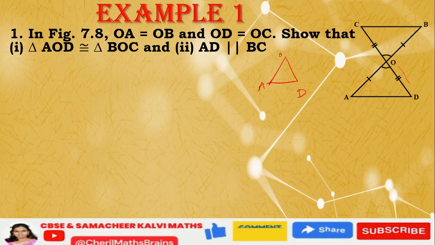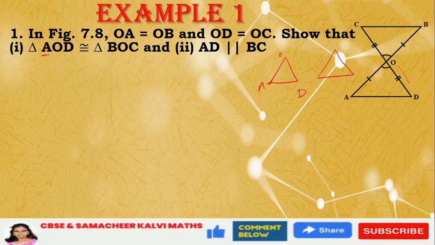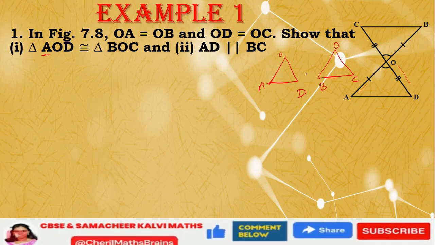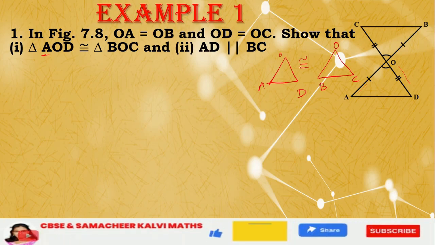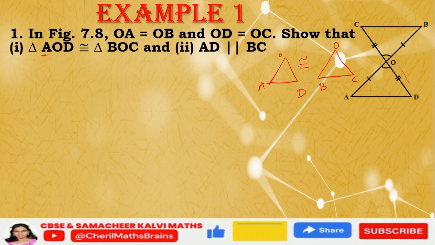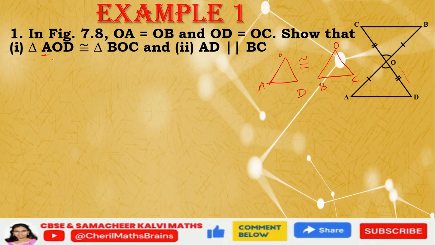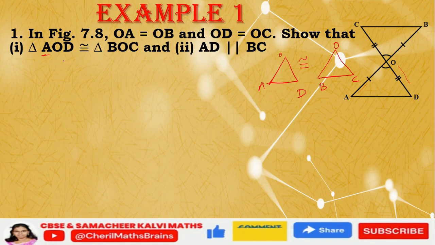BOC. Whenever you need to represent two triangles, draw it as you have here. Where you have A, you should have B. So here is your A, here should be your B, here should be your O, and here should be your C. We are asked to prove that these two triangles are congruent. Remember children, whenever you are asked to prove some congruency or similarity, you need to remember this as you go to higher classes. This will help you in solving even difficult questions.